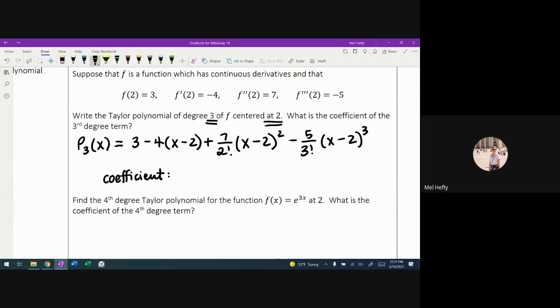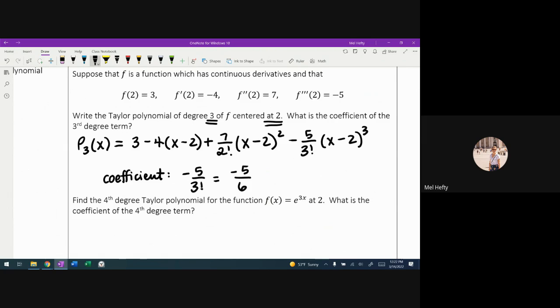All right, for the coefficient, anyone think they know what I'm going to write down for the coefficient of the third degree term? Yep, negative 5 over 3 factorial, which is negative 5 over 6. Either one of those is a fine answer. If I ask for the coefficient, though, just a reminder, that should be a number and not have your x minus 2 cubed in it. I just want the number.